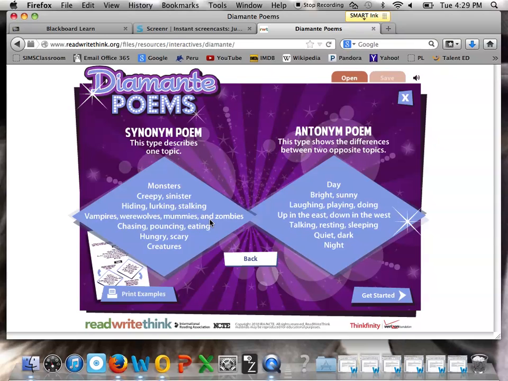So when you put the whole poem together, you can start from the beginning or the end, and it kind of mirrors itself. Now, antonym poems are a little bit different. They're still Diamante poems, but they have words that are opposite at the beginning and at the end, like day and night. So I'm going to read through the poem, and then we'll go back and look at it. Day, bright, sunny, laughing, playing, doing, up in the east, down in the west, talking, resting, sleeping, quiet, dark night.